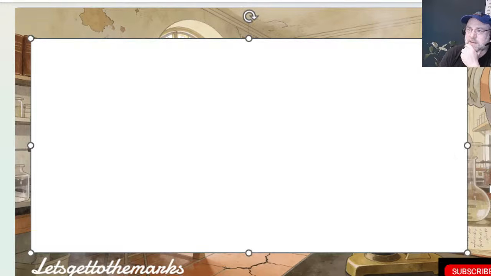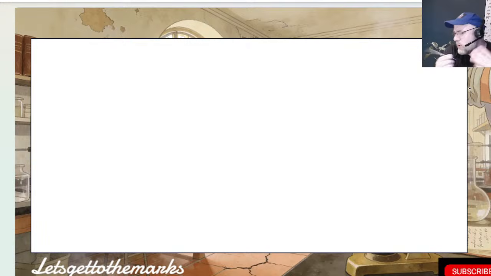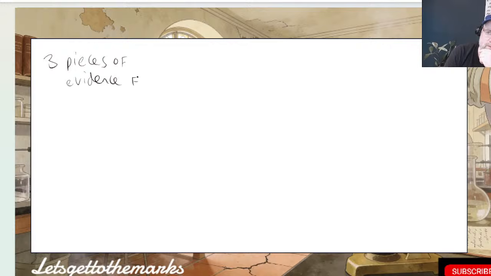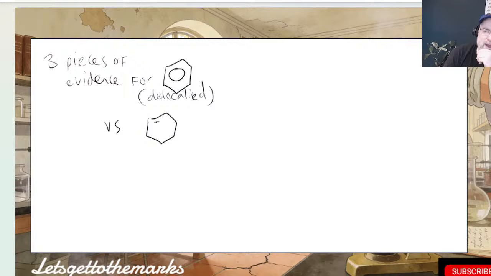So for benzene, remember there are 3 pieces of evidence. Come on, guys, give me the 3 pieces of evidence for the delocalized structure of benzene and against the Kekulé structure. What are the 3 bits of evidence for this structure, the localized structure? This is the delocalized versus Kekulé.